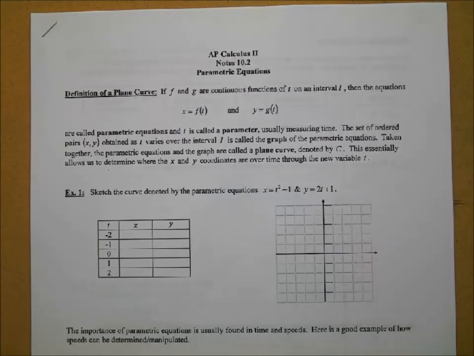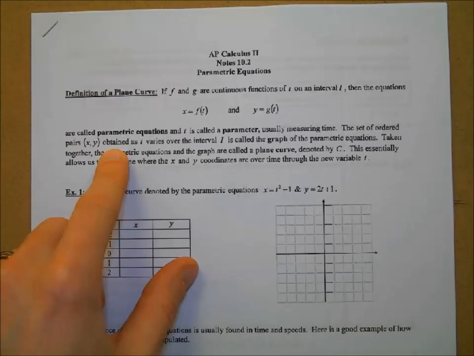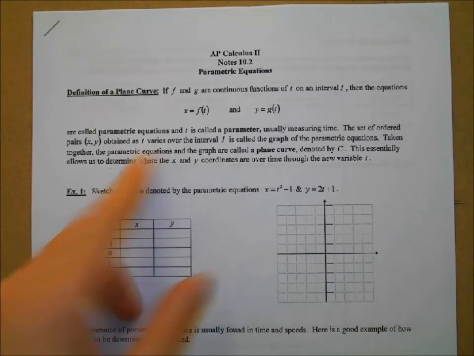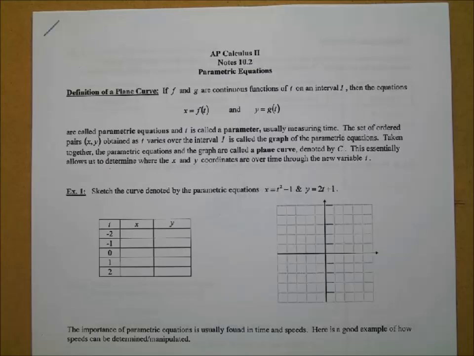All right. The set of ordered pairs xy obtained as t varies, okay, because now we're going to think about time varying, and then that time being our independent variable, and then x and y now become dependent on that time. And so as our time varies, all right, and we graph the position as time proceeds, we're going to call that the graph of the parametric equations. Okay, and then taken together, both the x and the y coordinates, along with the times at which those things happen, these equations then create what we call a plane curve, denoted by C, okay?